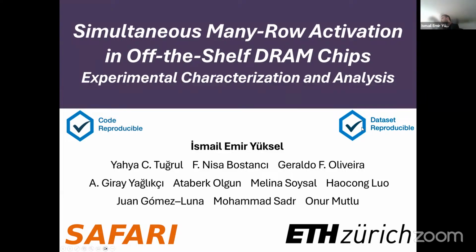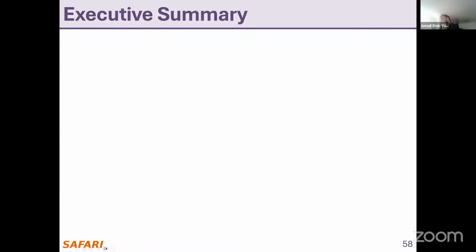So for this paper, there are very similar contents. I'll skip them because we already discussed, but I'll go into more detail on some aspects of this paper. As I said, this paper is published in DSN 2024, this year in June. It's called Simultaneous Many-Row Activation in Off-the-Shelf DRAM Chips. Let's get started with the executive summary.